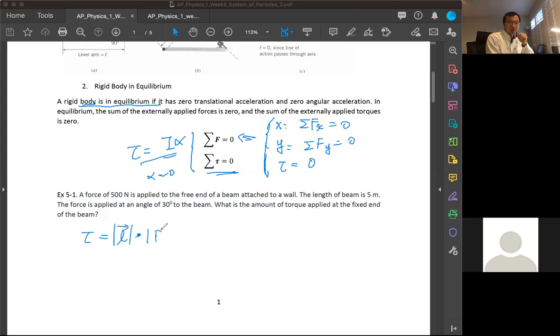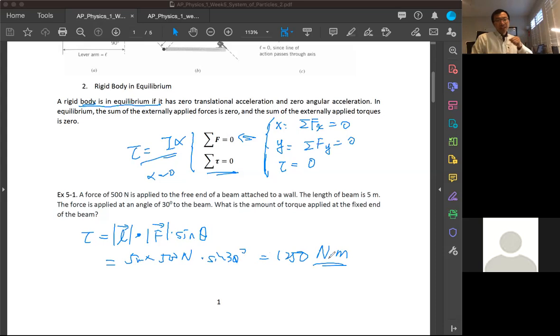Times F times sine theta, right? So we should have 500 newtons times sine 30. Okay, so for the torque, the unit is Newton meters. Yeah, Newton times meters. So that will be the unit for the torque.